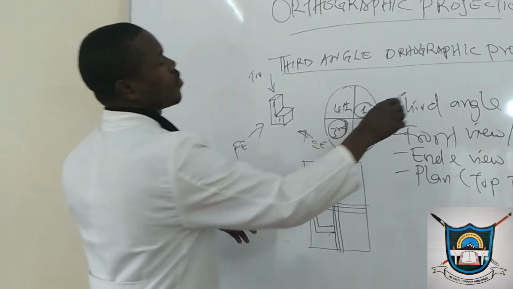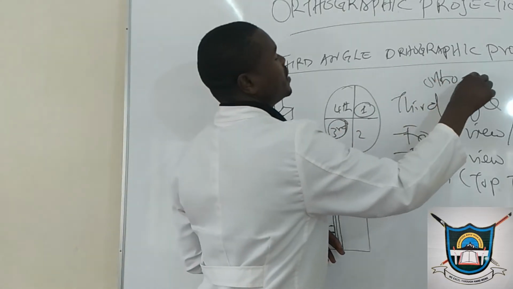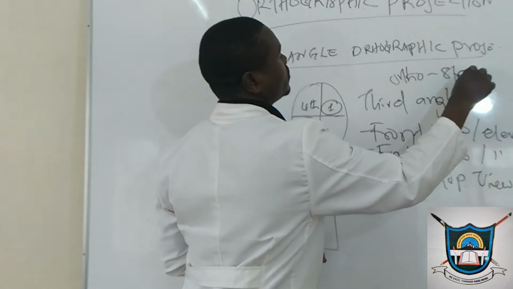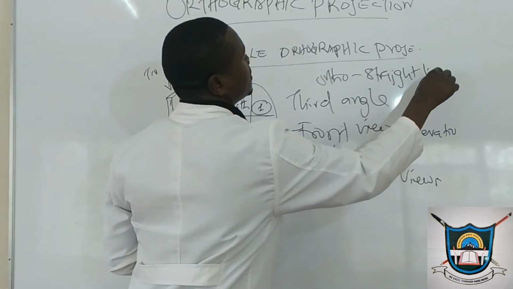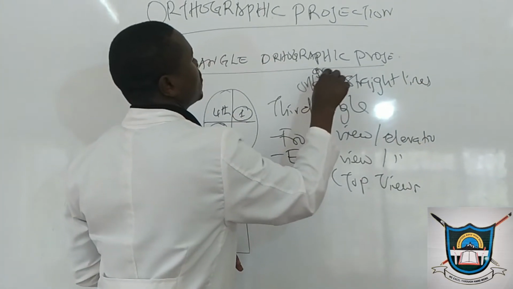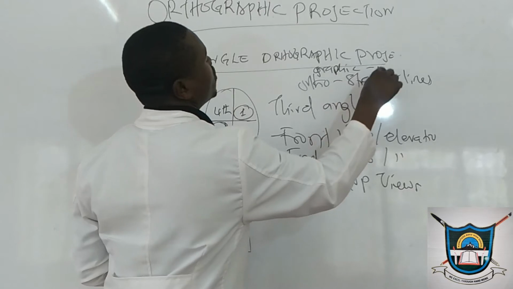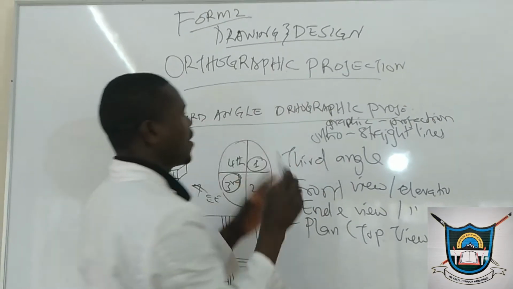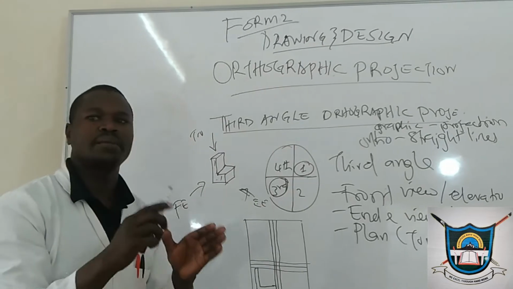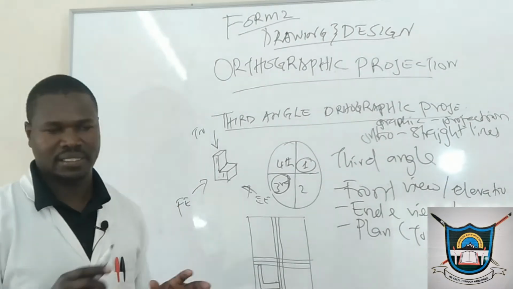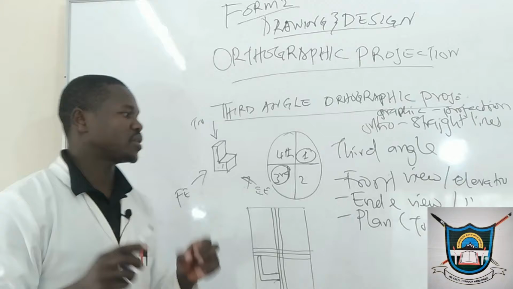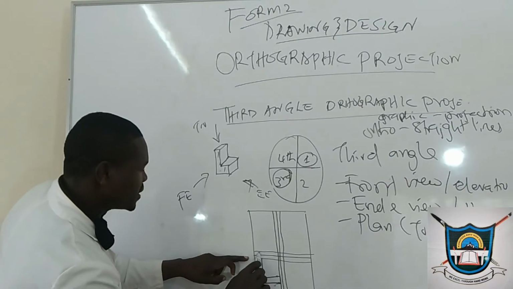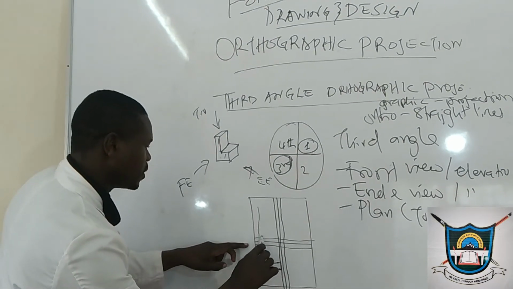Because we said ortho means straight lines, and grapho, from the word graphic, means projection. So in short, orthographic projection is drawing by projecting straight lines. That's why we call it orthographic projection. So I project this line on the top.